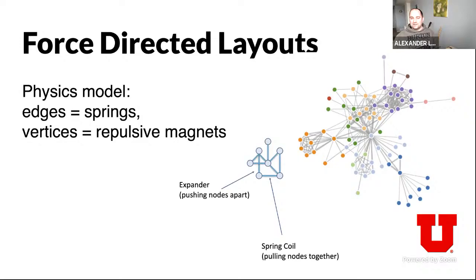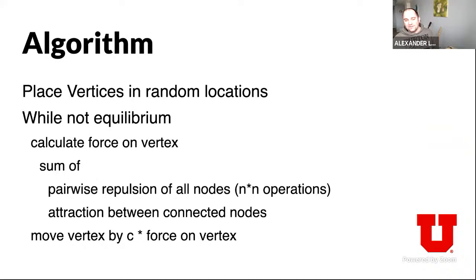Intuitively, this is fairly clear. Let's look at how this works algorithmically. You would start off by placing vertices in random locations. And then you would have some term that measures equilibrium. For example, equilibrium could be that no node moves at all, which means we have reached equilibrium.